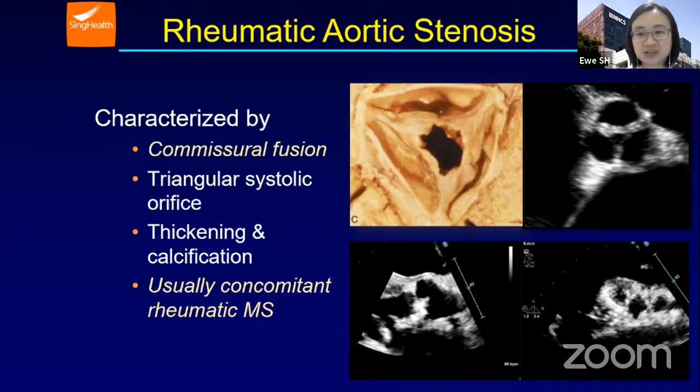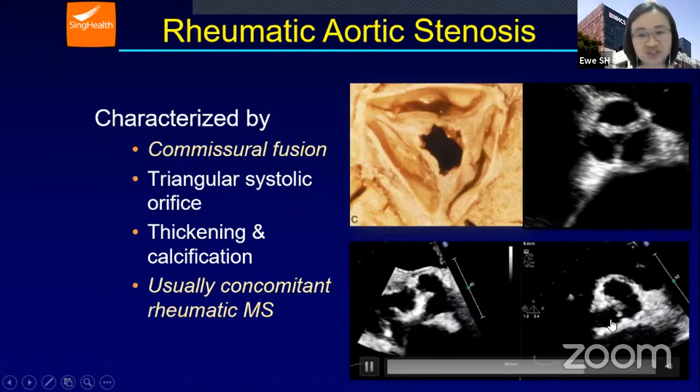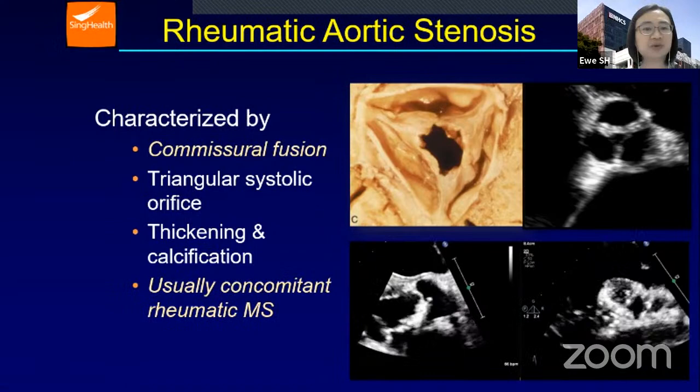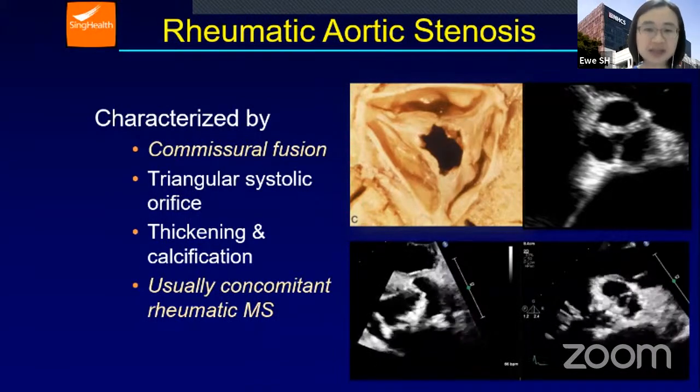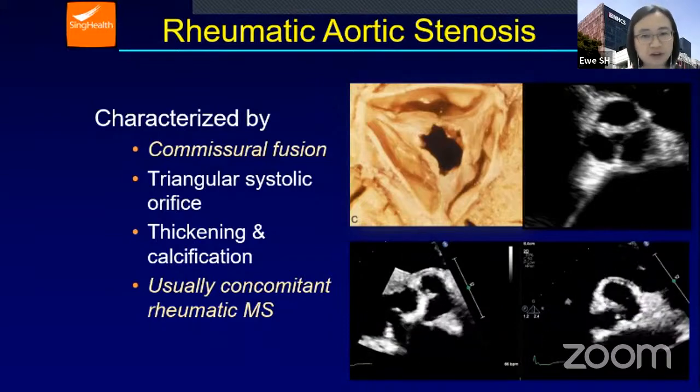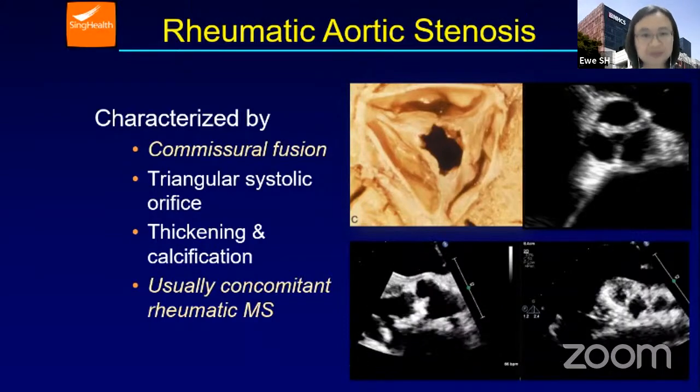And in this case, you can see a fusion of the right as well as non-coronary cusps. Typically you have thickening and there could also be calcifications. And typically you see rheumatic mitral stenosis as well, because the mitral valve is more frequently involved in rheumatic disease.